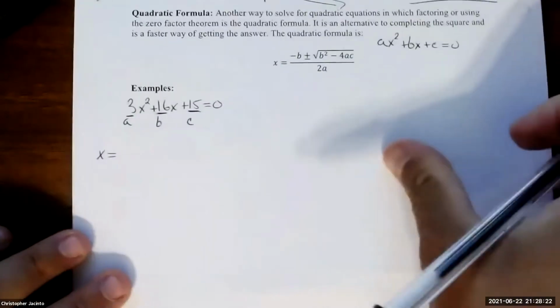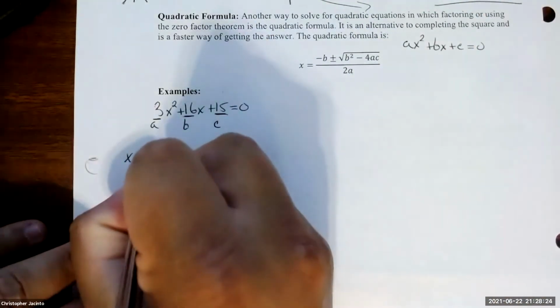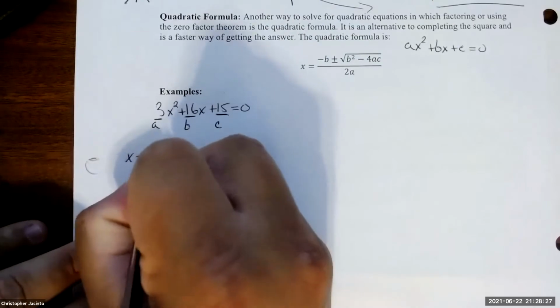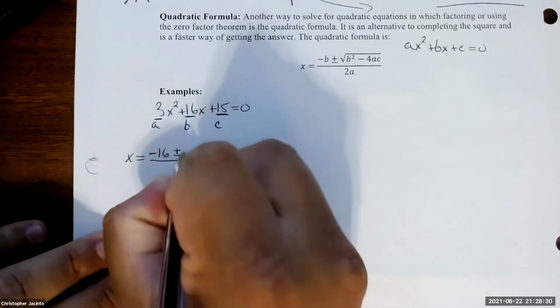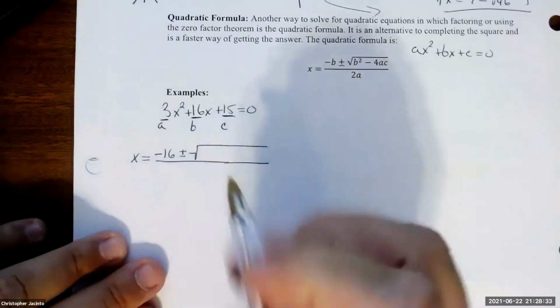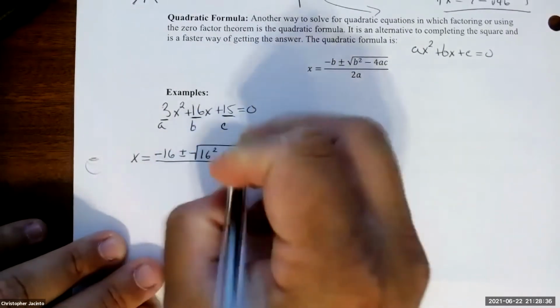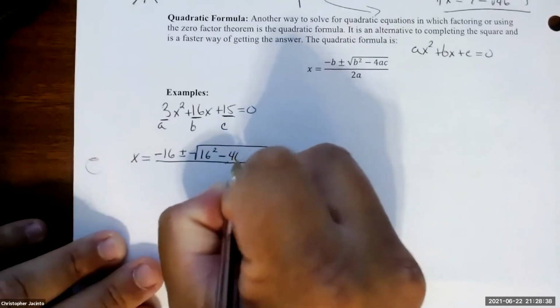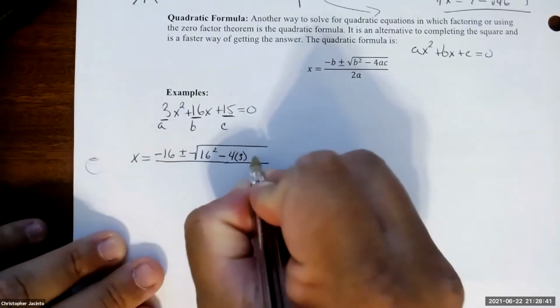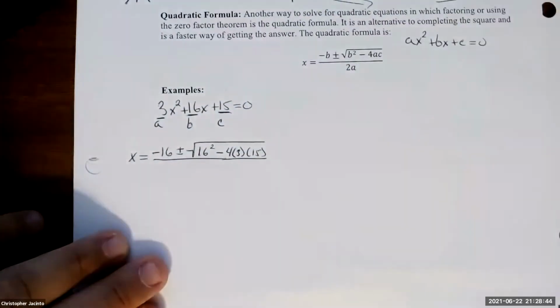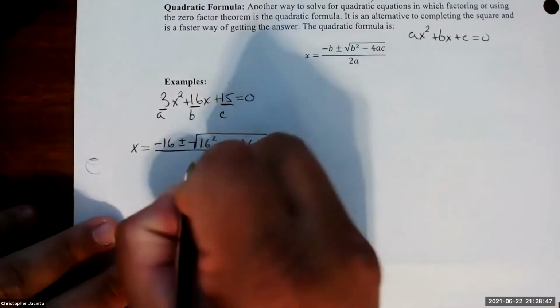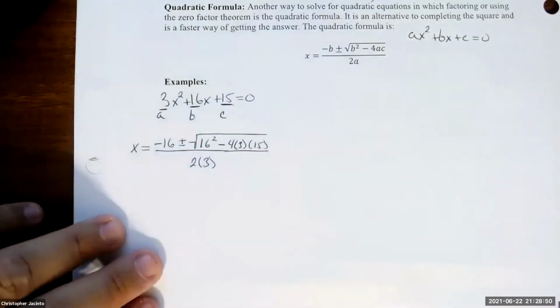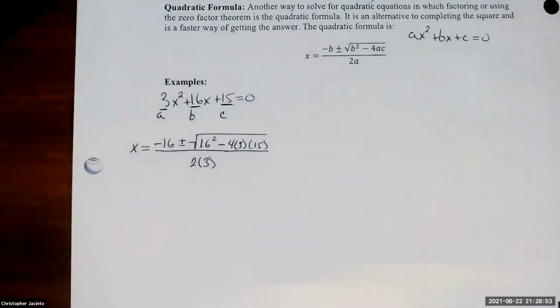So let's just plug it in. It's going to be x equals minus b, so minus 16, plus or minus the square root of b squared, so 16 squared, minus 4 times a, which is 3, times c, which is minus 15, and divided by 2 times 3. So all I did was plug in the numbers where they're supposed to be, respectively, to the letters they have. And then at this point, we just simplify.